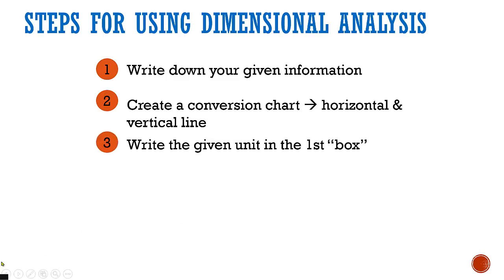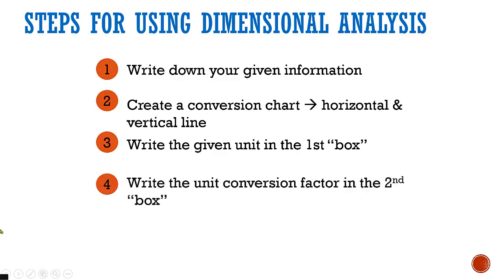Once we have that, we're going to write our given in the first box. Your first box is always given. And what I'm being given, it's given to you in the problem. Okay. Then what you're going to do is start putting in your conversion factors. Okay. So you're going to take the conversions that you figured out in this first step and put those in the box.